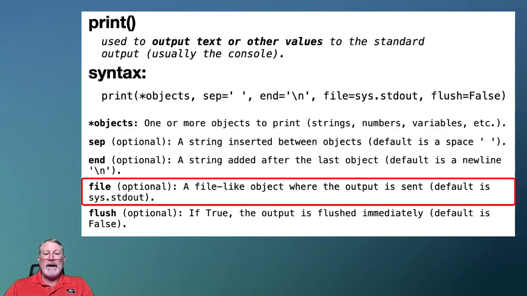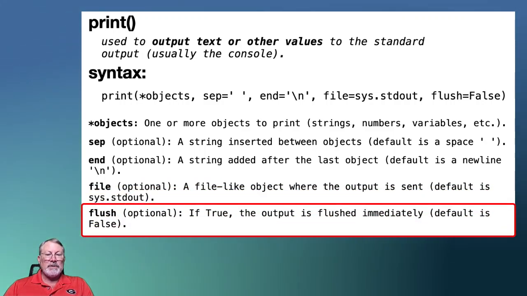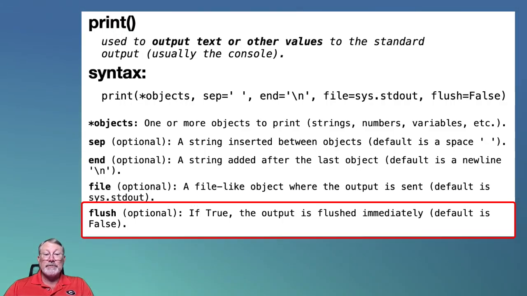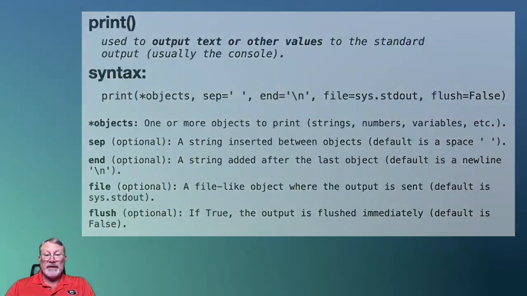You can use the file argument to specify the output stream. Default is system standard out. In other words, the console. And if you use the flush argument, if it's true, it flushes the output buffer immediately. But default is false. This function returns none and is used for displaying information.